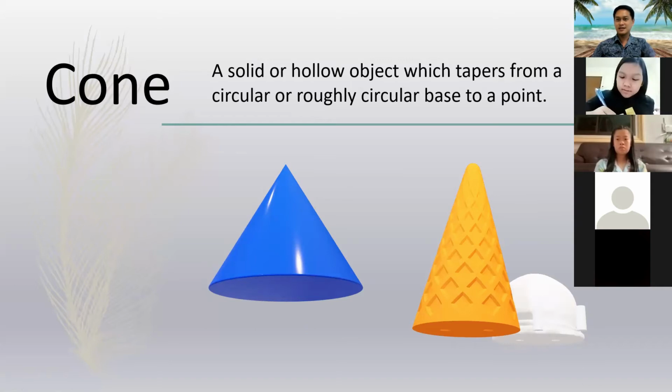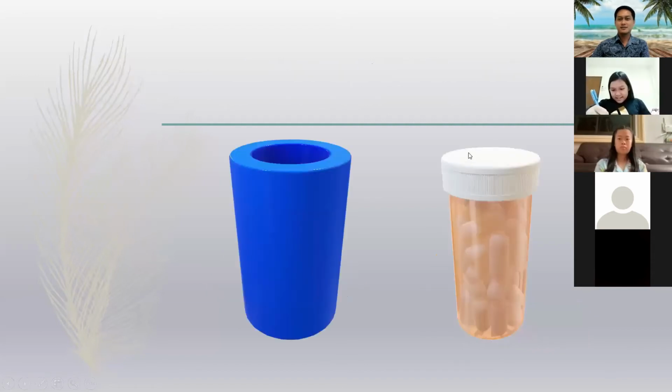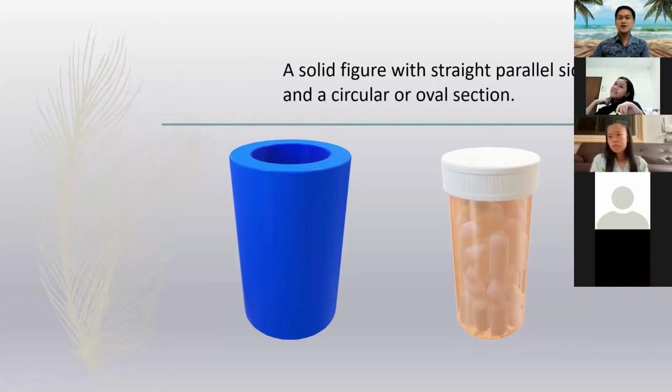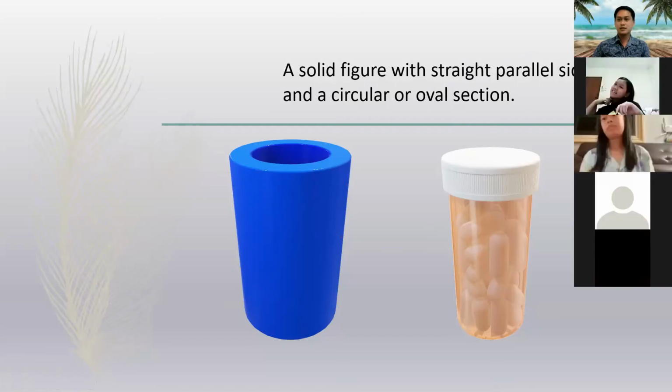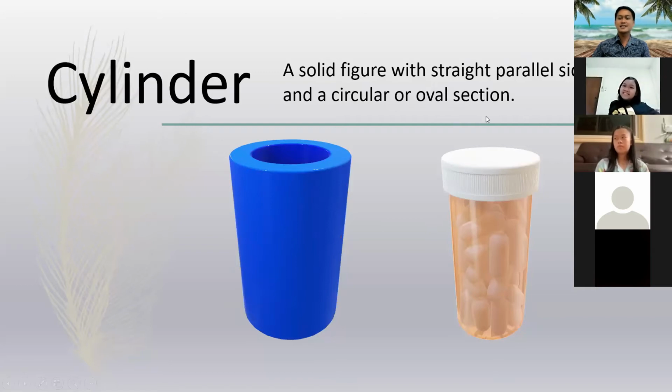Okay, next. What is this? A solid figure with straight parallel sides and a circular or oval section. Straight parallel is this part. Parallel side. Okay. And circular or oval section is this part. Okay. What do we call this shape? Can anyone guess what do we call this shape? No? Okay, this is a cylinder. Cylinder.